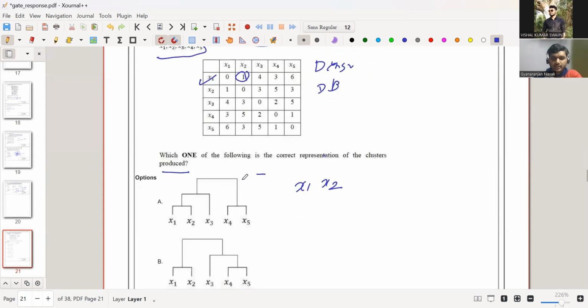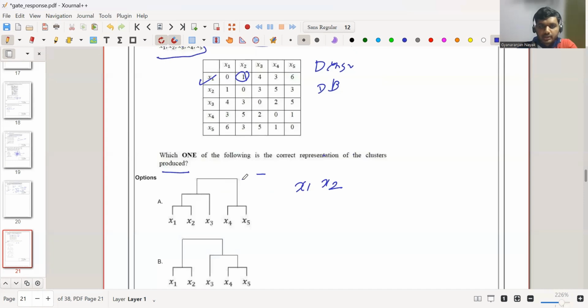Similarly, after that in the given table you find x4 and x5 are minimum. So you merge x1 x2 first, then x4 x5 are minimum, then you find x3 with x4 and x5 is minimum, so we add x3. Similarly, you will get this dendrogram. So option B is correct. So we proceed for next.